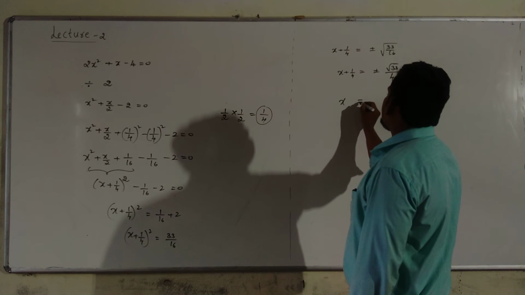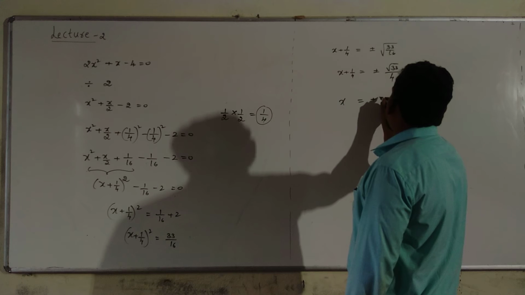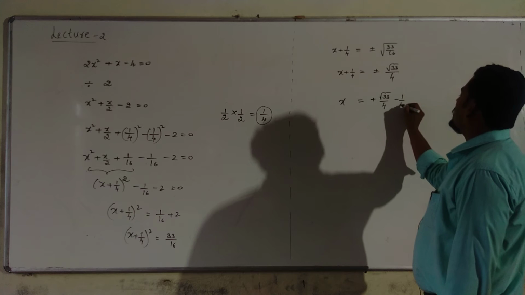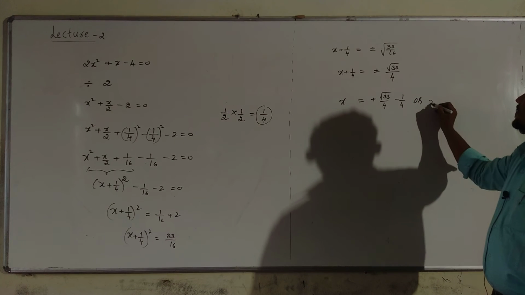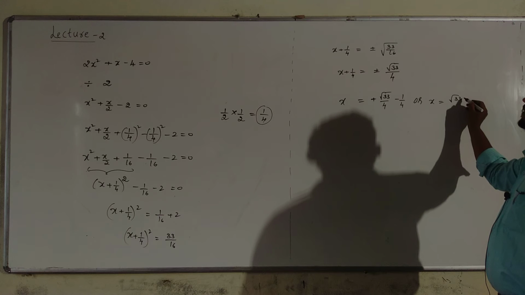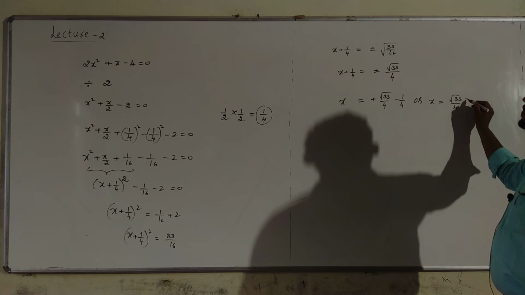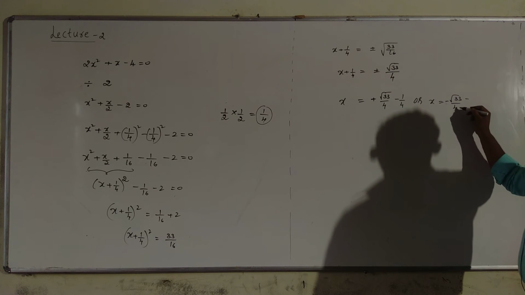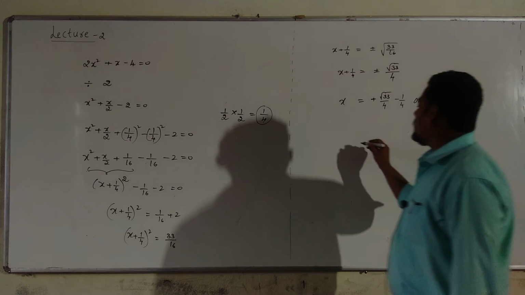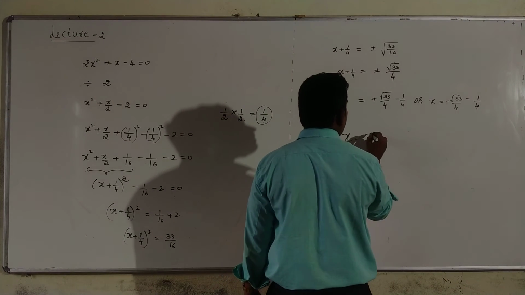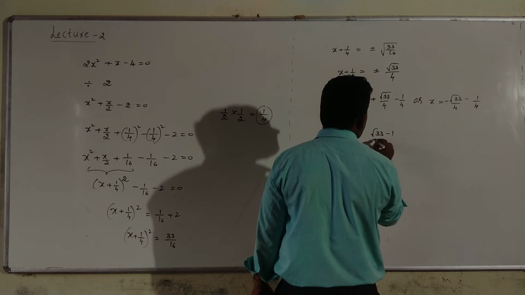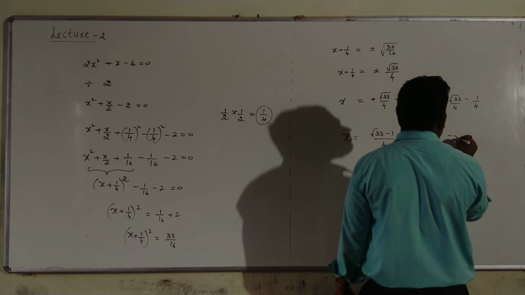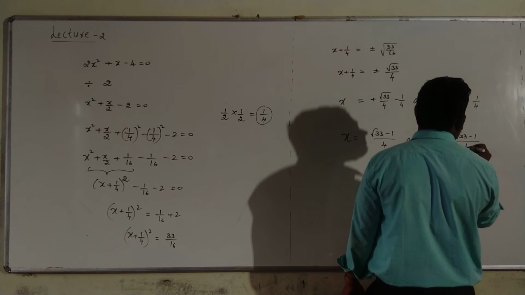We need x value, so x equals plus square root of 33 divided by 4 minus 1 by 4, or one more value, x equals minus square root of 33 divided by 4 minus 1 by 4. Therefore, x equals (square root of 33 minus 1) divided by 4, or x equals (minus square root of 33 minus 1) divided by 4.